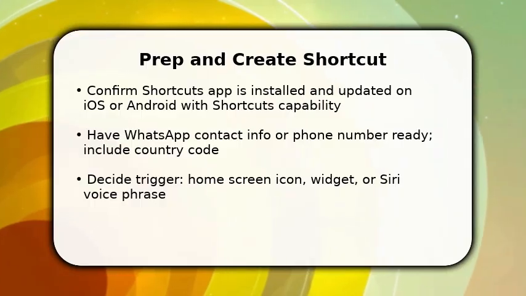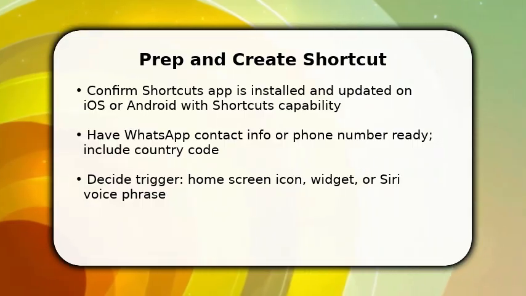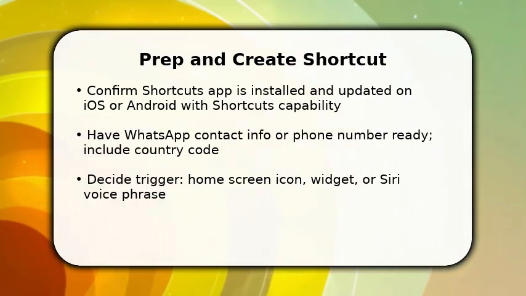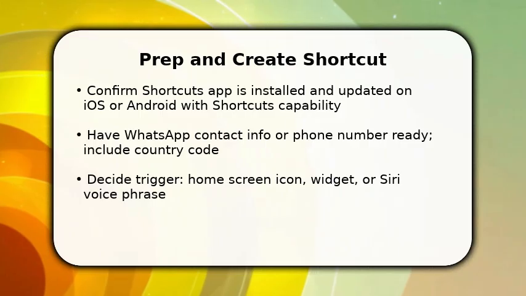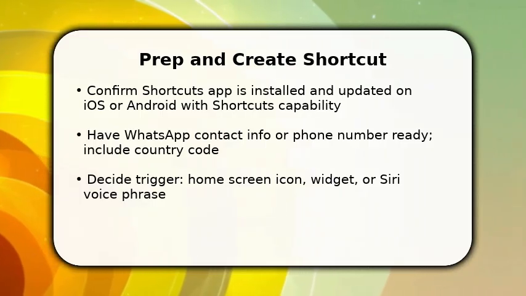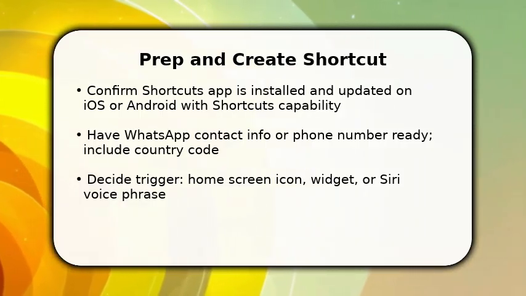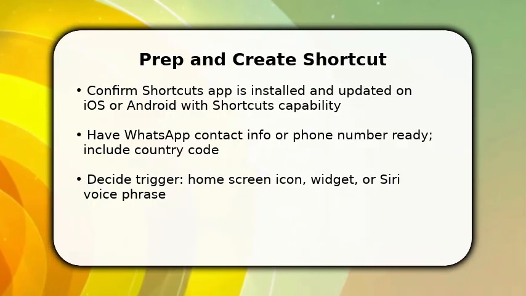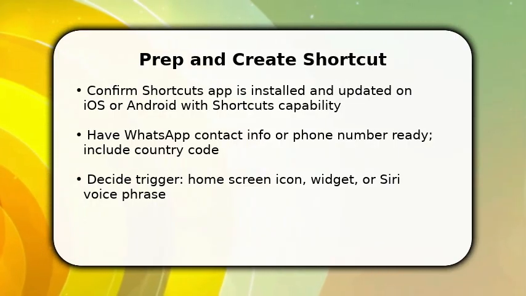You'll start by opening Shortcuts and creating a new shortcut. Tap the plus and choose Add Action. Select Scripting, then URL or Open App. Use WhatsApp //send. Phone equals phone number for direct chat, replacing phone number with full digits.